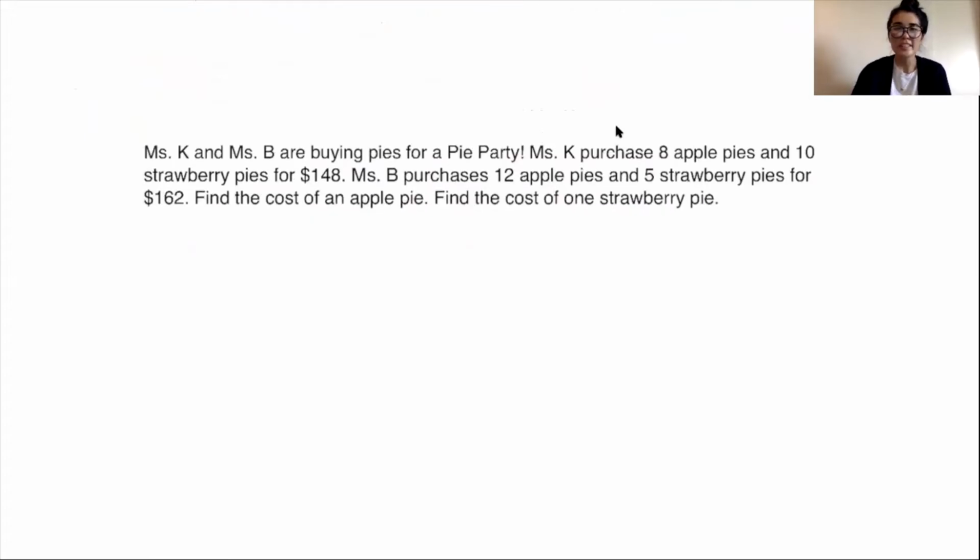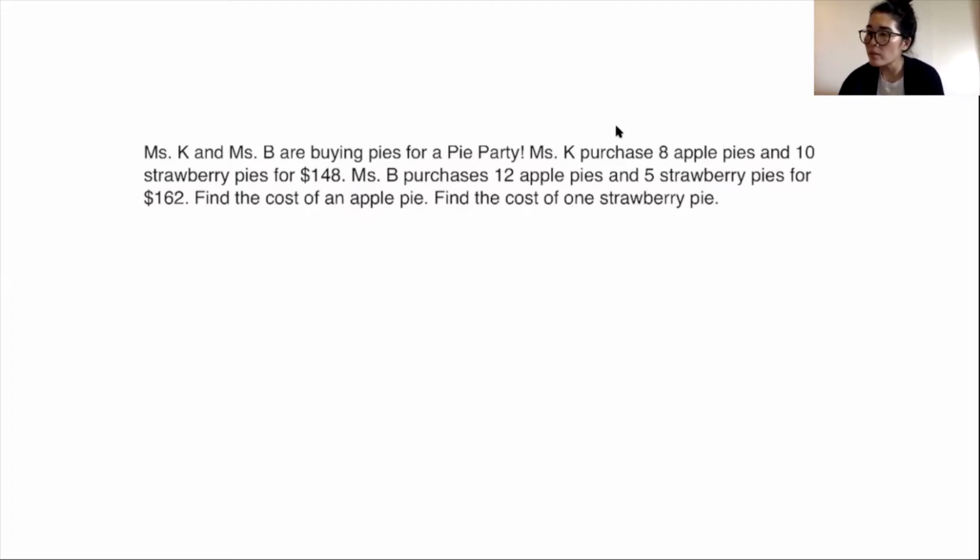All right, here is our second and our final example that we'll do together. So this problem says that Miss K and Miss B are buying pies for a pie party. Miss K purchases 8 apple pies, 10 strawberry pies, and she spends $148. Miss B purchases 12 apple pies and 5 strawberry pies and spends $162. The problem is asking us to find the cost of an apple pie and then the cost of a strawberry pie.